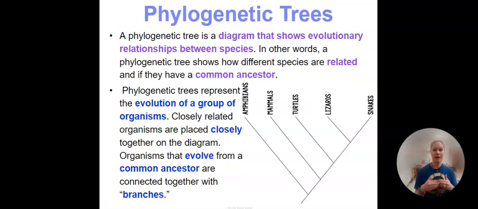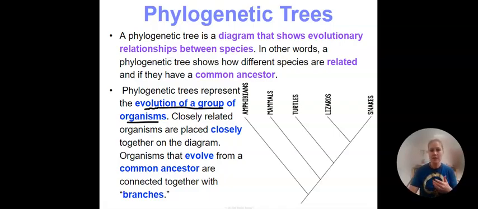A phylogenetic tree is simply a diagram that shows the evolutionary relationships between species. Are they closely related? Are they not closely related? Do they share a common ancestor? A single phylogenetic tree can represent the evolution of a group of organisms. We're not talking about every single organism on Earth, just a specific set of organisms.